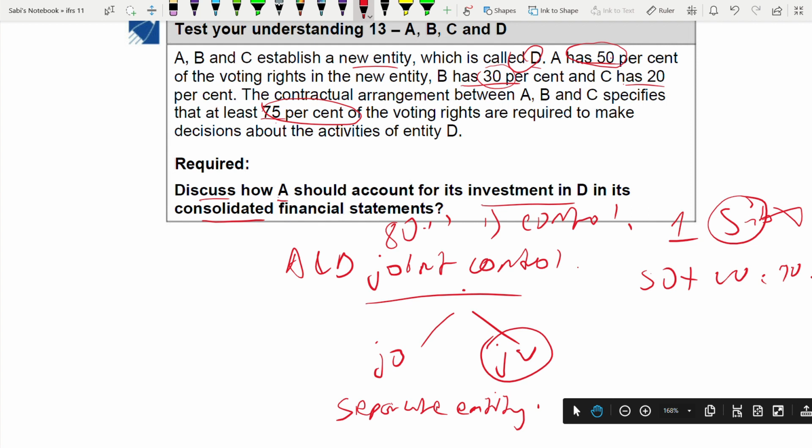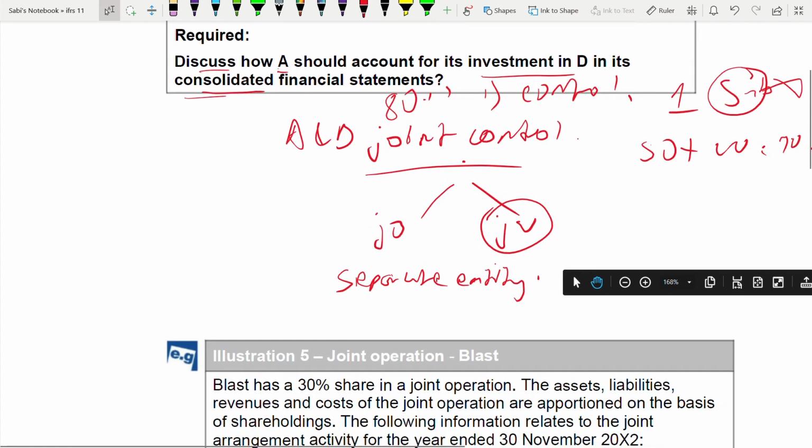And how will a joint venture be accounted for? This is in consolidated. Only one method is allowed, that is the equity method. It's a joint venture, so equity method according to which standard? IAS 28. IAS 28 deals with two things: investment in associates and investment in joint ventures.